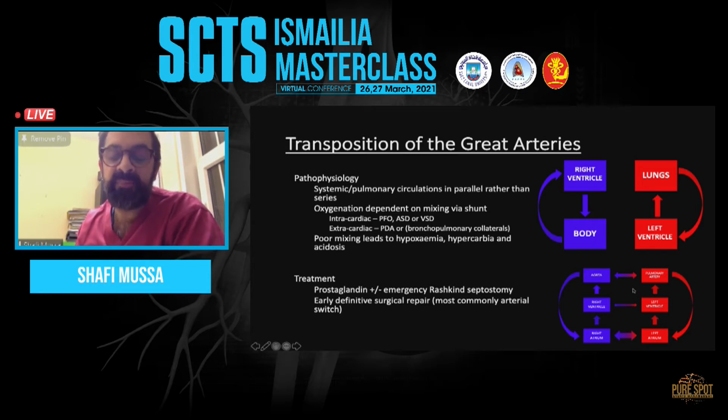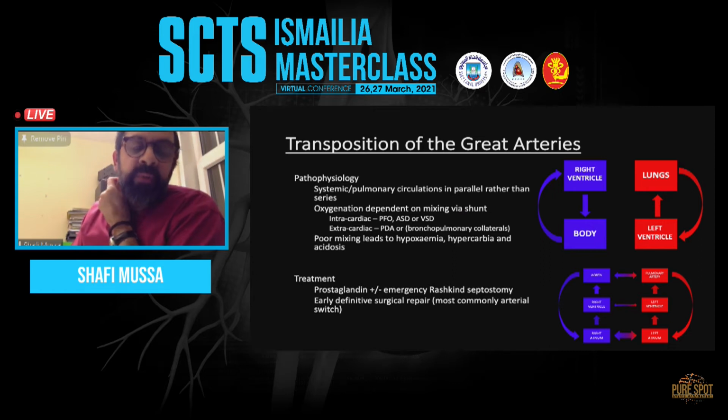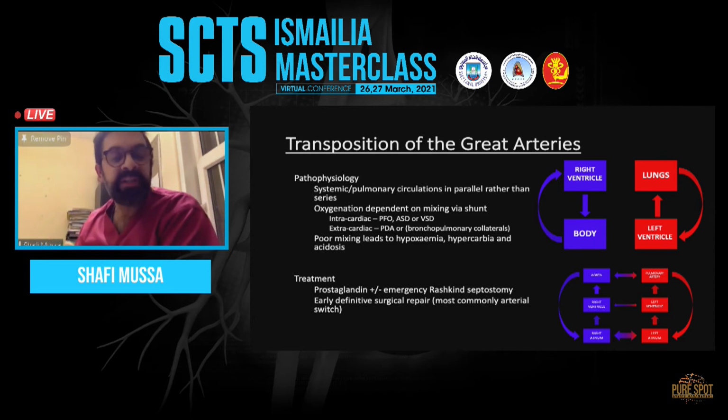The largest area of mixing potentially is at the atrial level, then at ductal level between the two great arteries, and then finally, if there is a VSD, the smallest amount of shunting occurs at the ventricular level. So poor mixing through those shunts leads to hypoxemia, hypercarbia, and acidosis, and a very sick child.